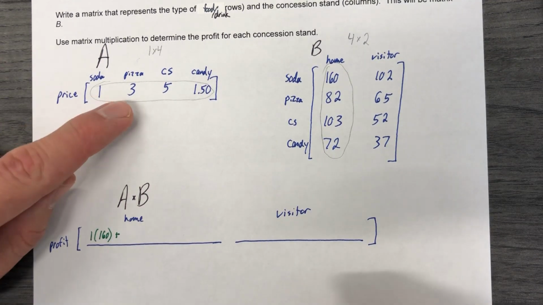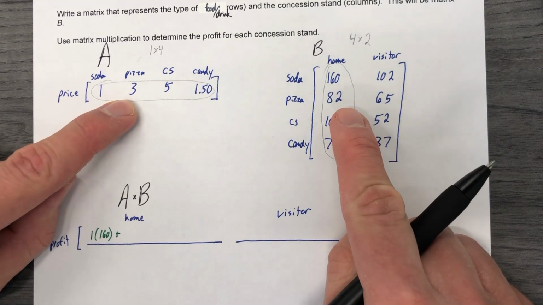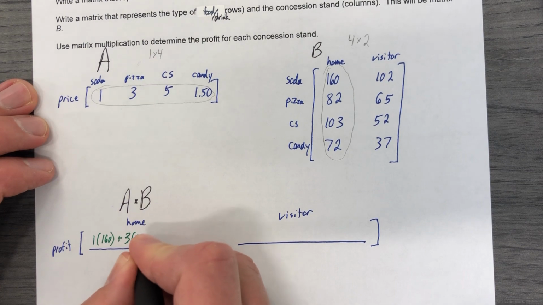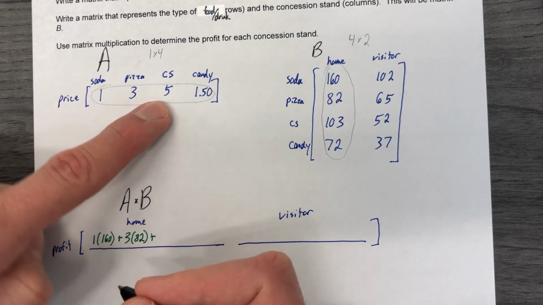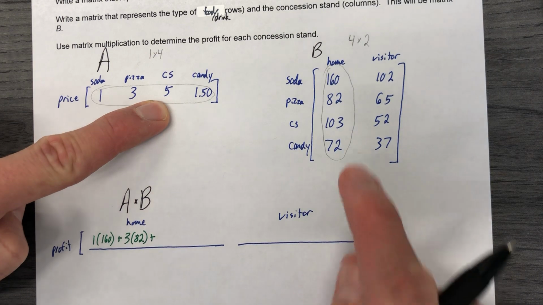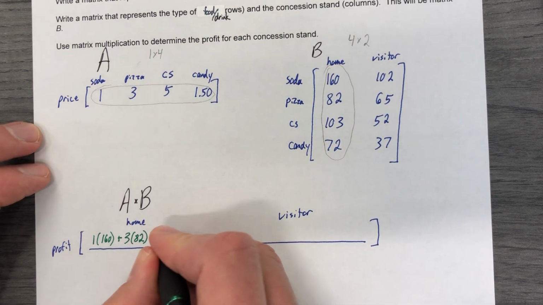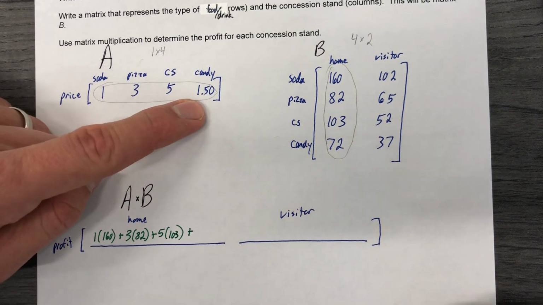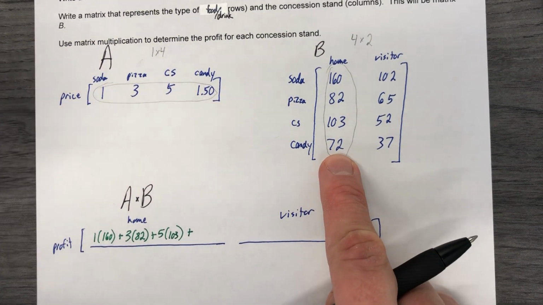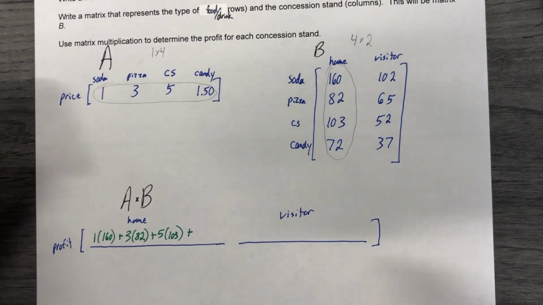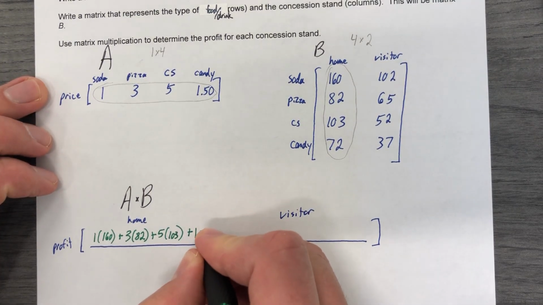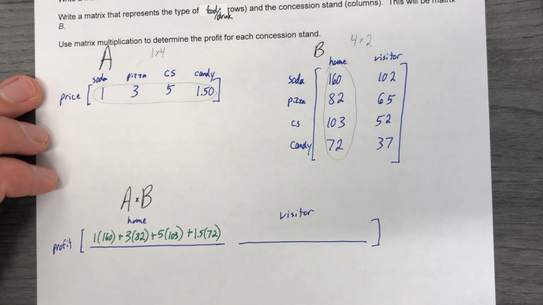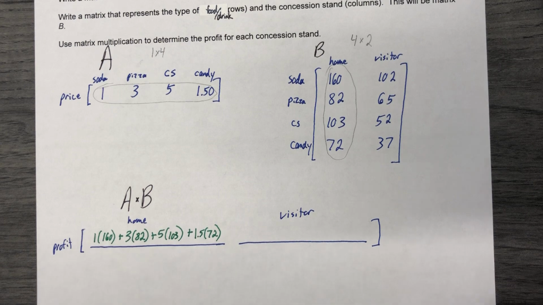Plus $3 for every pizza times 82 pizzas. So 3 times 82. Plus $5 for chicken sandwich times 103. 5 times 103. Plus $1.50 for candy times 72 pieces of candy or bags of candy or whatever. $1.50 times 72. I'll grab a calculator in a moment and we'll figure that out. That's the home side. Now the visitor side.